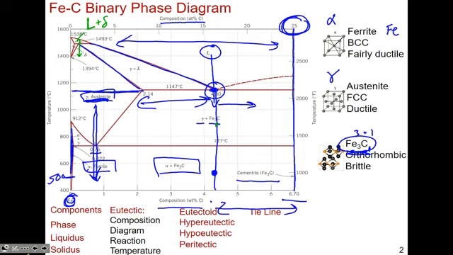So if you're at a certain composition and you want to know, okay, how much of this gamma do I have versus how much of the cementite do I have? So you draw a tie line, and we'll go through some examples on how to do that. And then from the tie line, you can calculate phase weight fraction or phase weight percent based on the lever rule. So we'll talk about that.